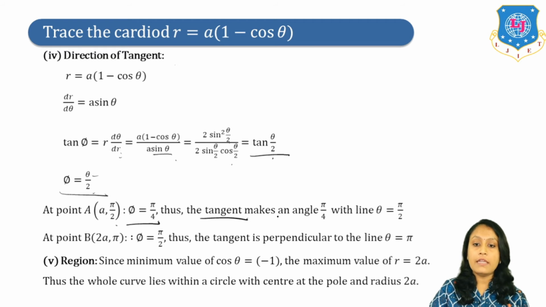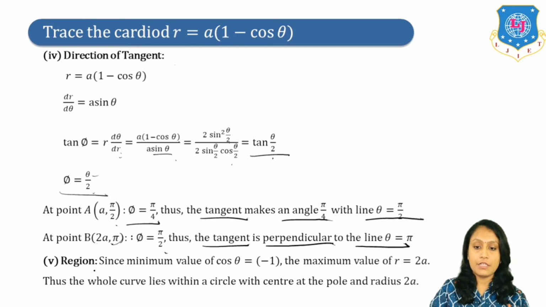Thus the tangent makes an angle π/4 with the line θ = π/2. Now we have another point of intersection, that is (2a, π). Here θ is π, so φ becomes π/2. So the tangent is perpendicular to the line θ = π.